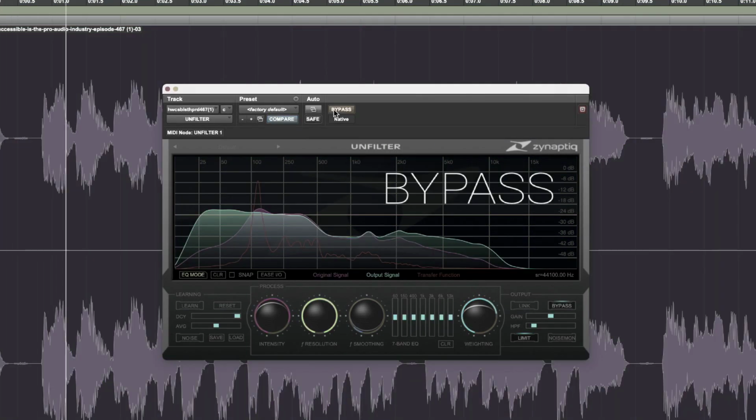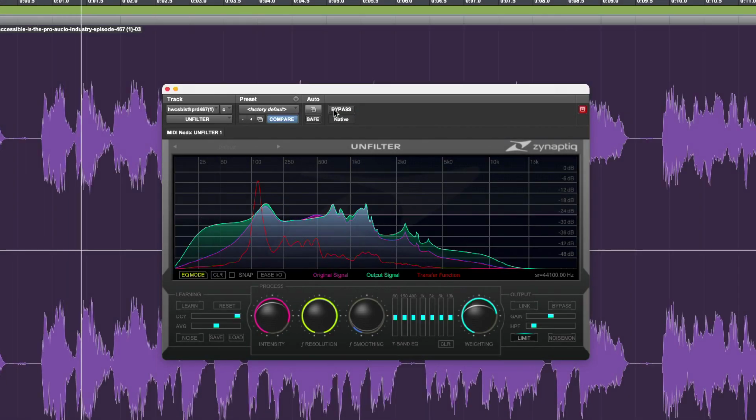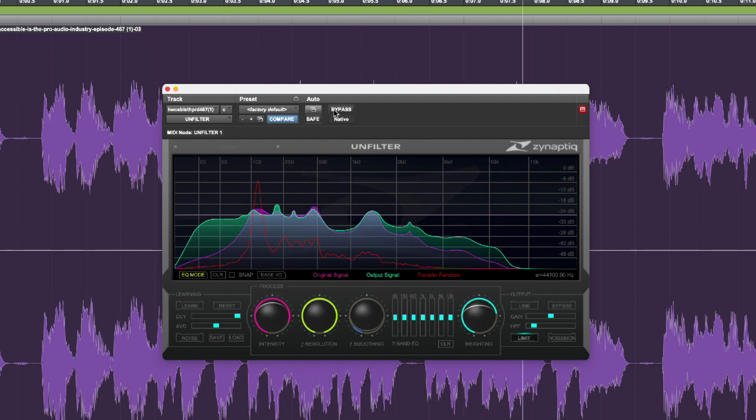I grew up with a lot of musical instruments around me. My grandfather was an orchestra leader and a card-carrying union musician in New York City.